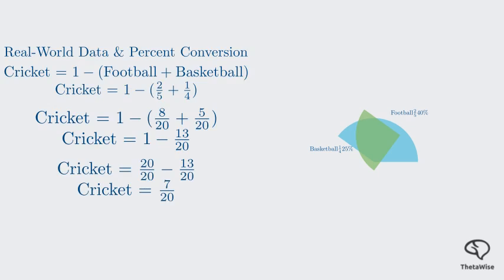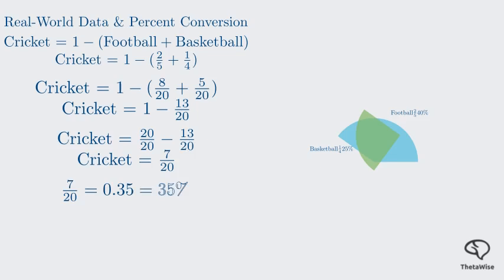To make this easier to understand, let's convert 7/20 to a percentage. We divide 7 by 20 to get 0.35, and then multiply by 100 to get 35%. So 35% of students prefer cricket. As you can see, whether you're reading charts, calculating portions, or comparing data, fractions make interpretation straightforward and accurate.